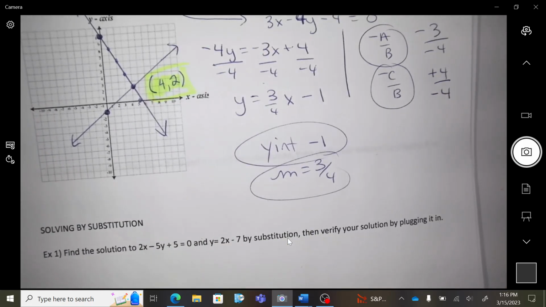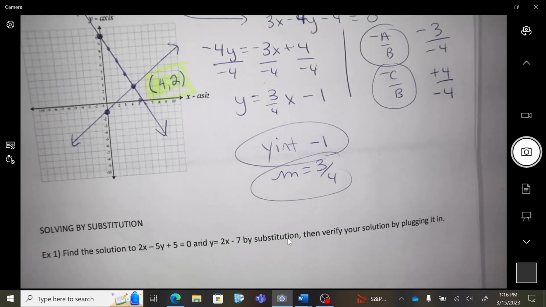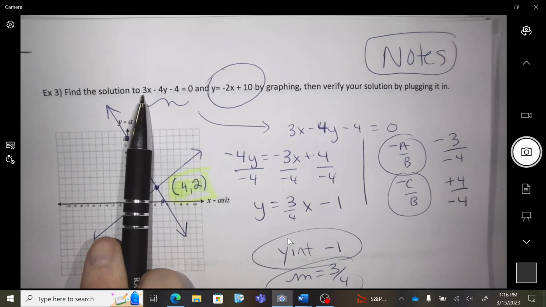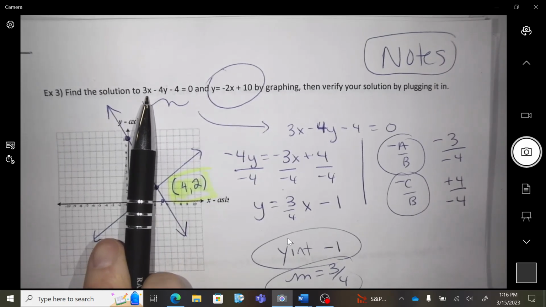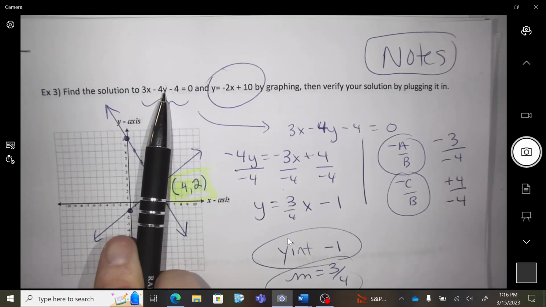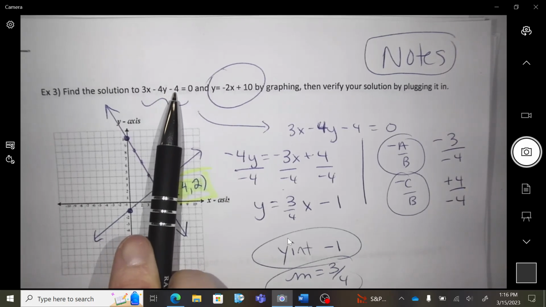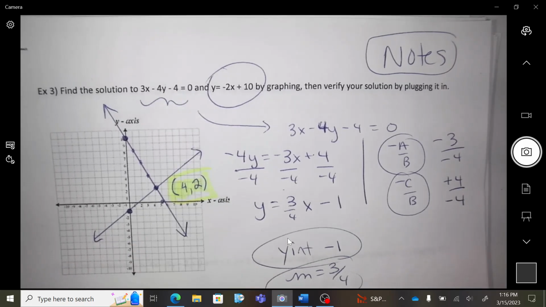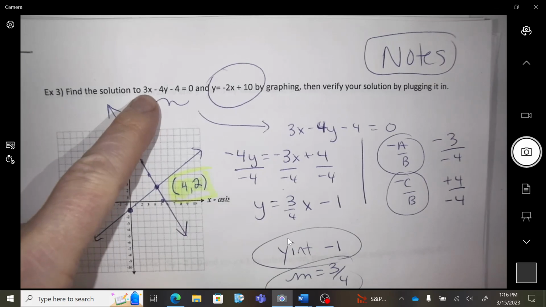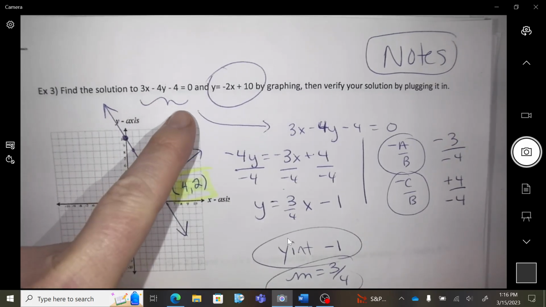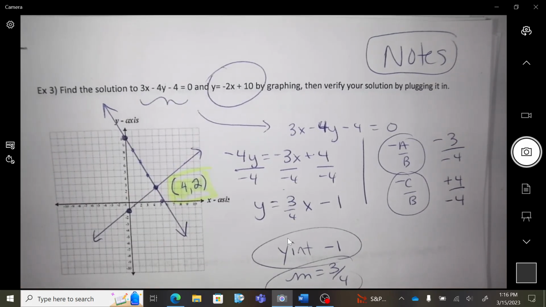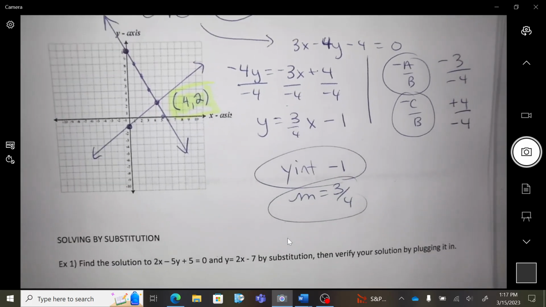And again, on your test, you can check your own answers by just plugging them into the equations, right? So when you go 3 times 4, subtract 4 times 2, subtract 4, it should equal 0 by plugging 4 in to replace the x and 2 to replace the y. Okay, so that was yesterday's.